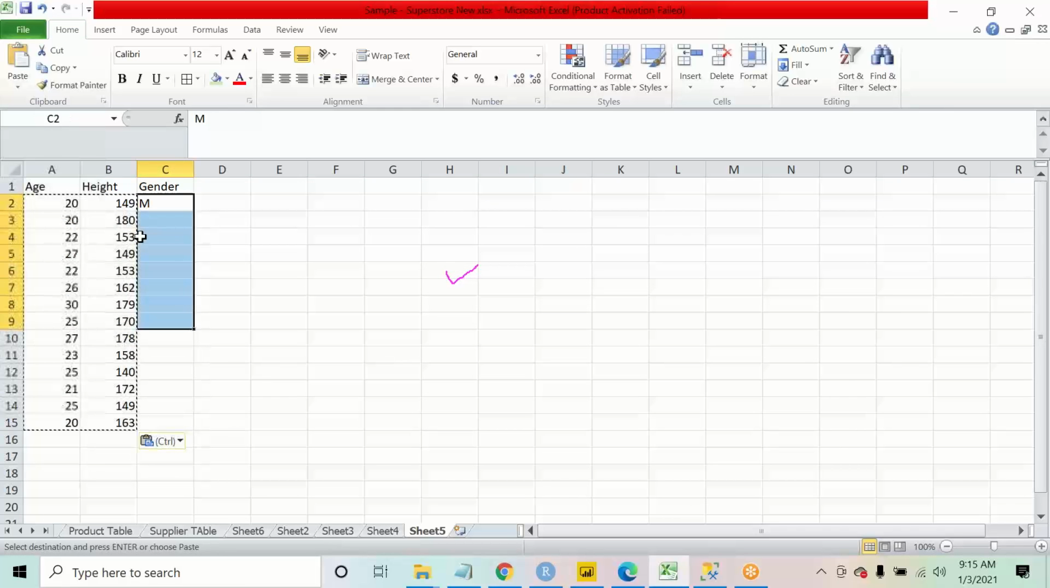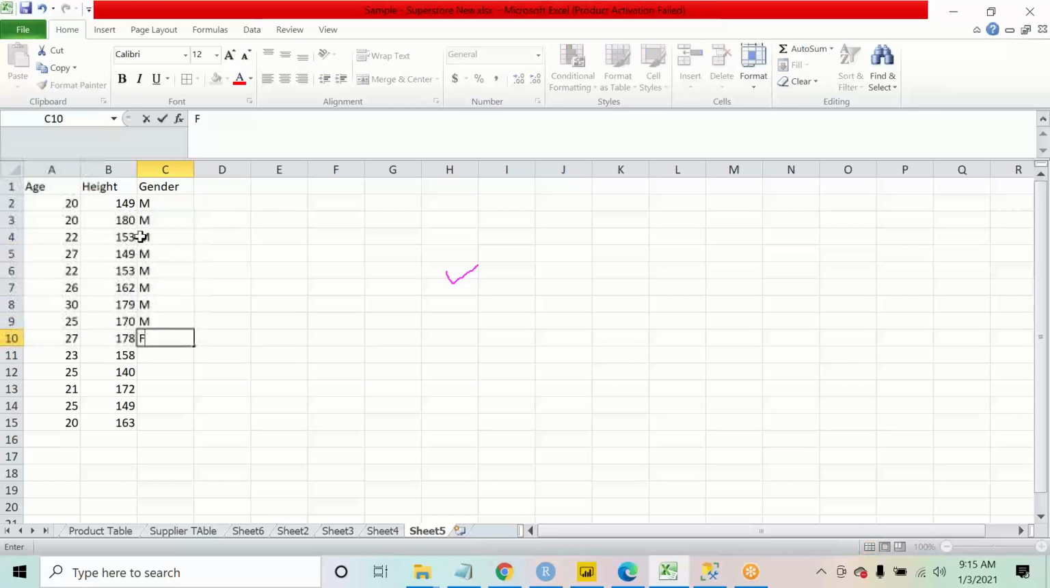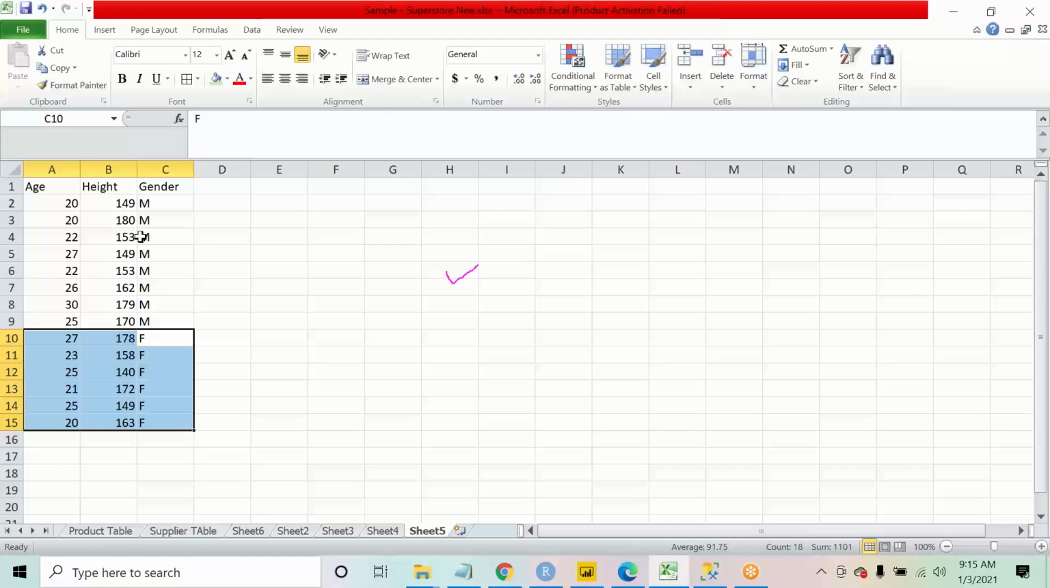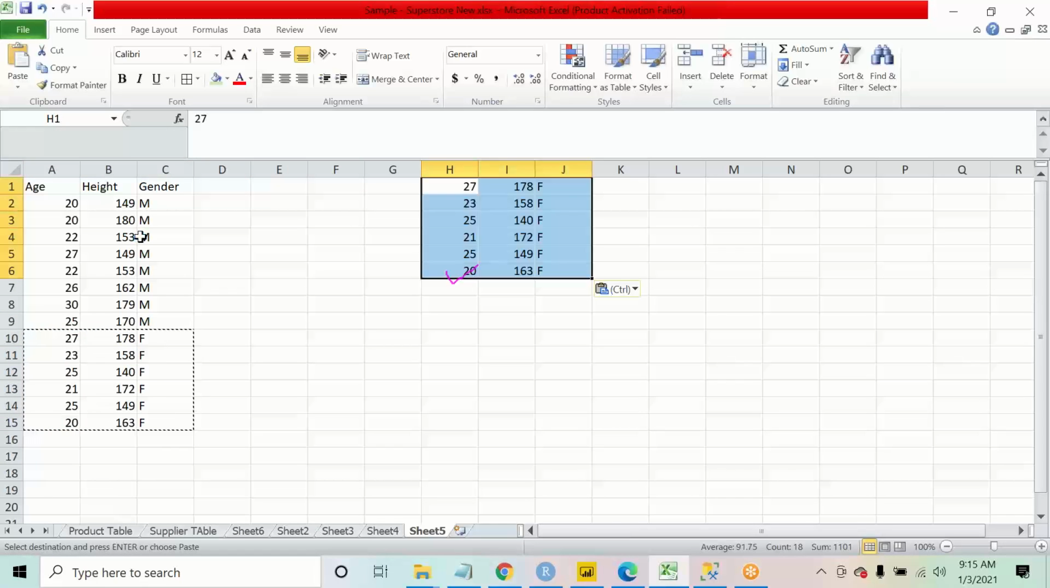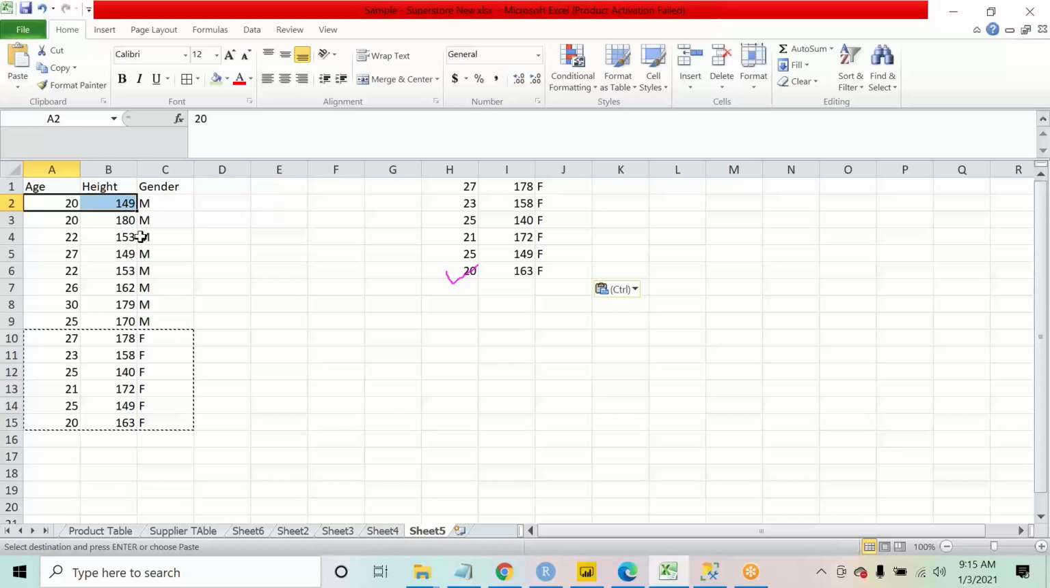Suppose these are all male and these are all female. So what we do in this case is we first of all segregate this data out. We will keep the data for male separately and female separately, right? This is how we segregate the data.